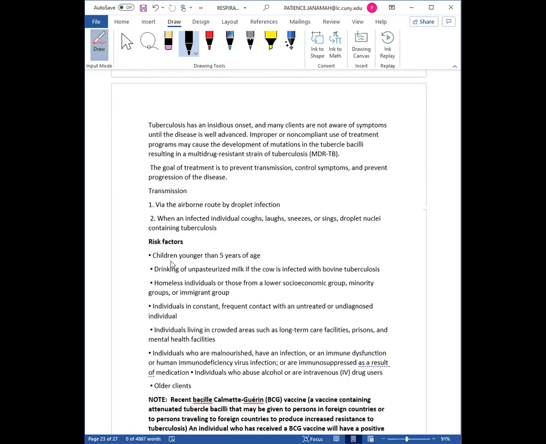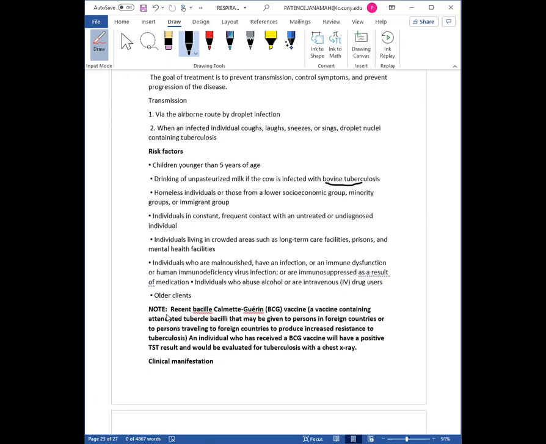The risk factors are children younger than 5 years of age, and drinking unpasteurized milk if the cow is infected with bovine tubercle bacilli. Take note of this particular one. They can mention this one. I think I've seen it somewhere in the NCLEX before. They will not mention the particular cause of it, but they'll tell you bovine tuberculosis. This one is from infected cows. Other risk factors are homeless individuals or those of a low socioeconomic group, minority groups, or immigrants.